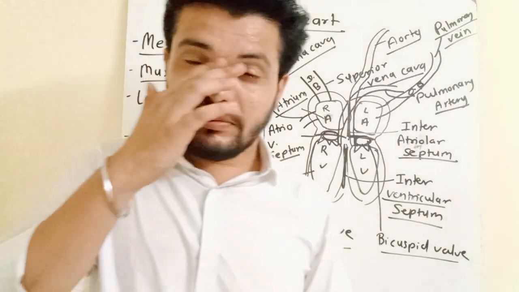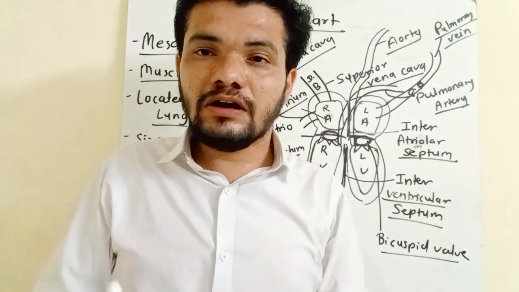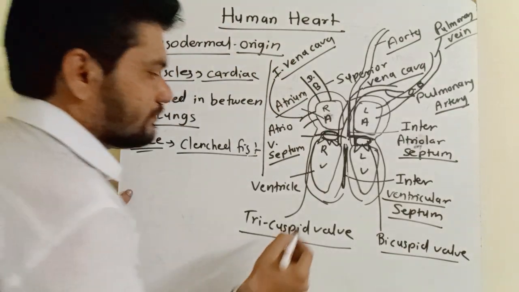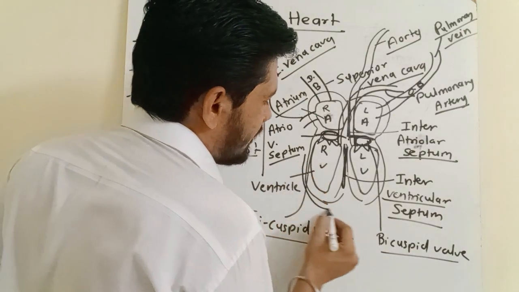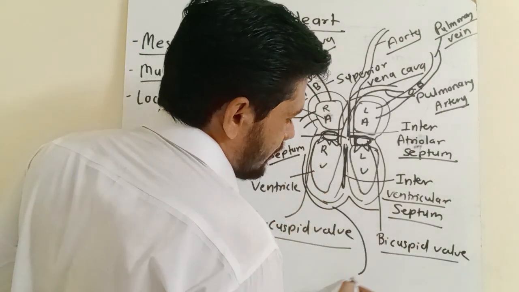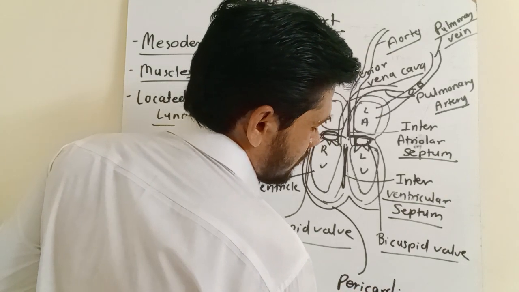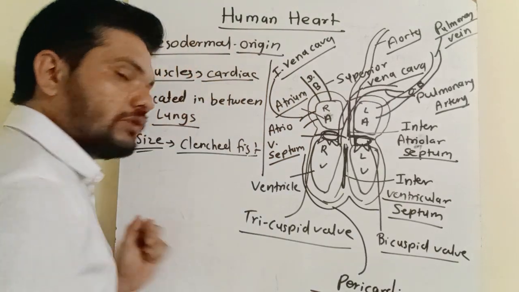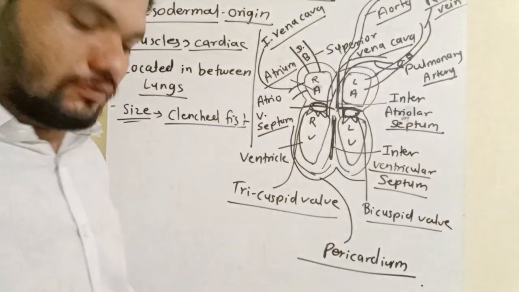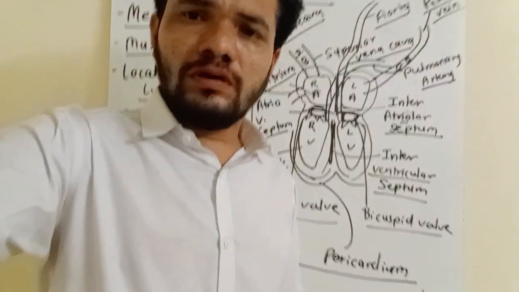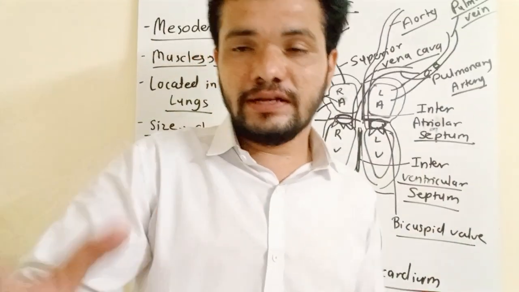One more thing you have to remember here: your heart has a covering called the pericardium. Okay, so this was about it for this video. We will talk about the nodal tissues in the next video.